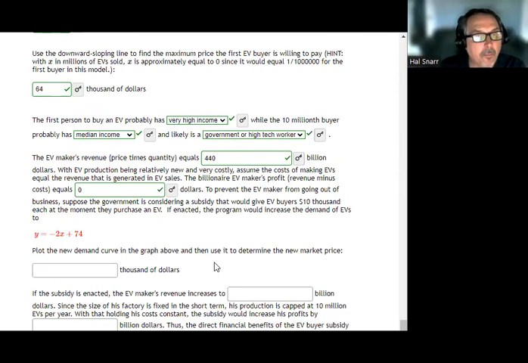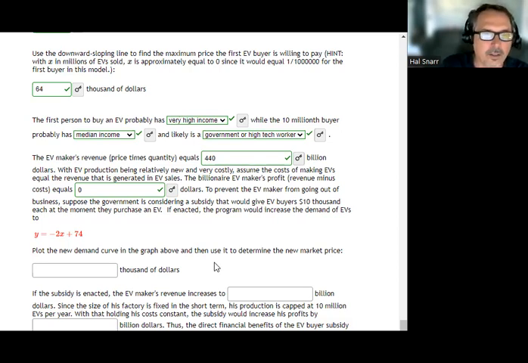Now, because government recognizes this, government wants to prevent the EV maker from going out of business, because they want people to switch to electric vehicles, and they're hoping that over time the electric vehicle company will succeed, and people will be able to buy electric vehicles. And as more car companies make electric vehicles, maybe the price comes down because of competition. So the government is considering a subsidy that would give electric vehicle buyers $10,000 each at the moment they purchase an EV.